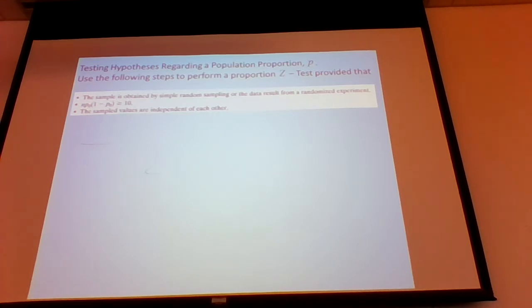The second condition, this one right here, says that the sample size times P0, that's the hypothesized value of the null hypothesis, times 1 minus P0, the value of the null hypothesis, that product has to be bigger than or equal to 10. Okay. This says that P0, that's the hypothesized value, that's the value of the null hypothesis. We also call it the hypothesized value.